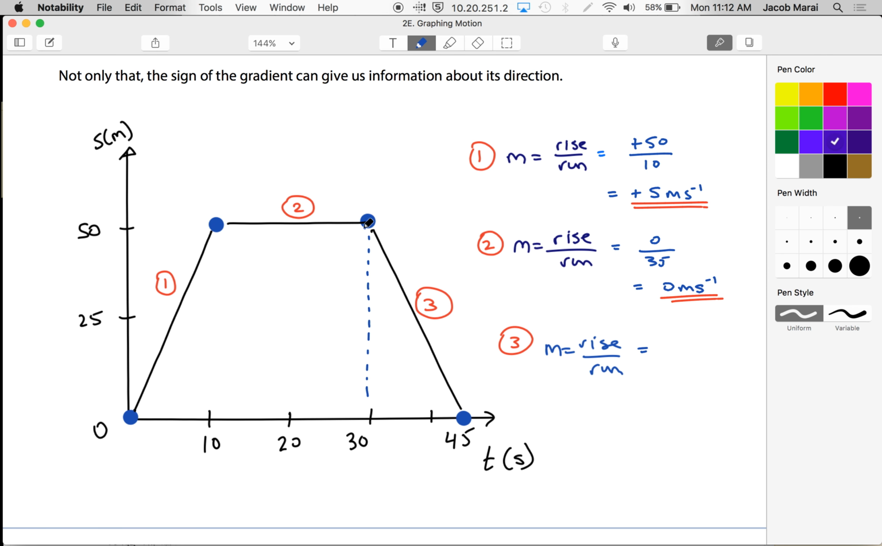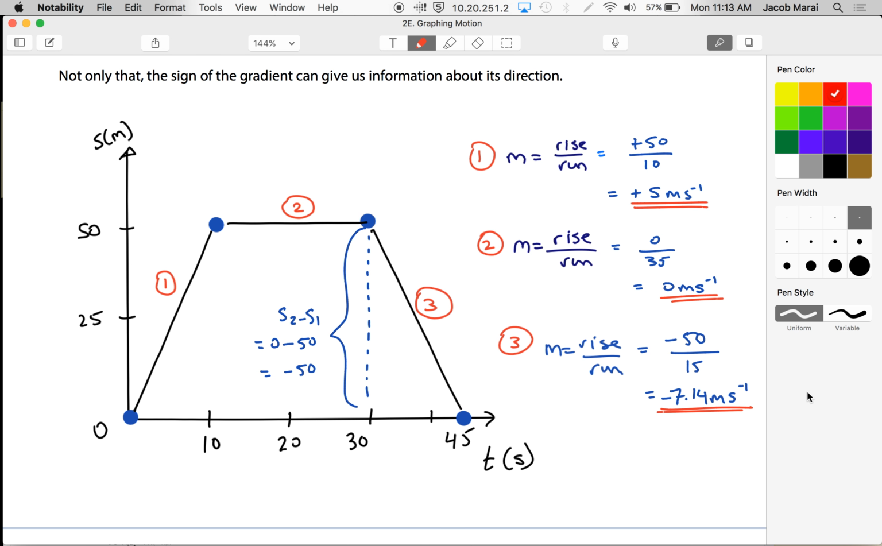This part here, this is where some students make errors: the rise, S2 take S1, is 0 take 50, which is negative 50. The rise is negative 50 because it's going downwards. So that's where we go negative 50 over 15 seconds. And 50 over 7 is 7.1 recurring. It's negative 7.14 metres per second.